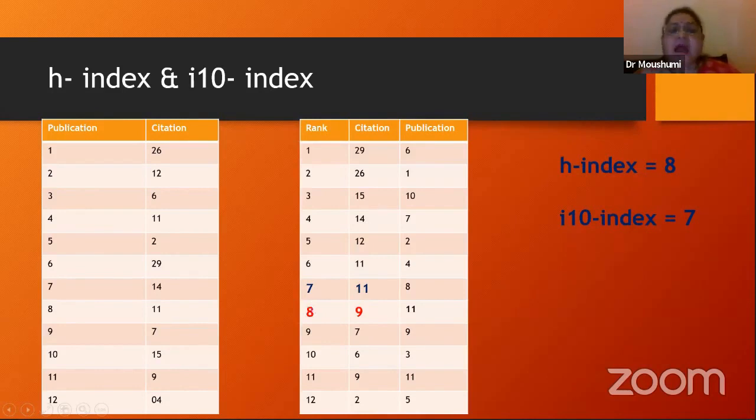I-10 index, how do I calculate? I see the rank of the publications where it has been cited more than 10 times: 29, 26, 15, 14, 12, 11, 11, 9. No, till 11. So my I-10 index is 7. So for this H index and I-10 index, I need to rank the publications one after the other according to the citations, and easily we can calculate them. My dear friends, go back today and try to find out your H index and I-10 index. I have shown you manually, but you can also do it automatically in Google Scholar.